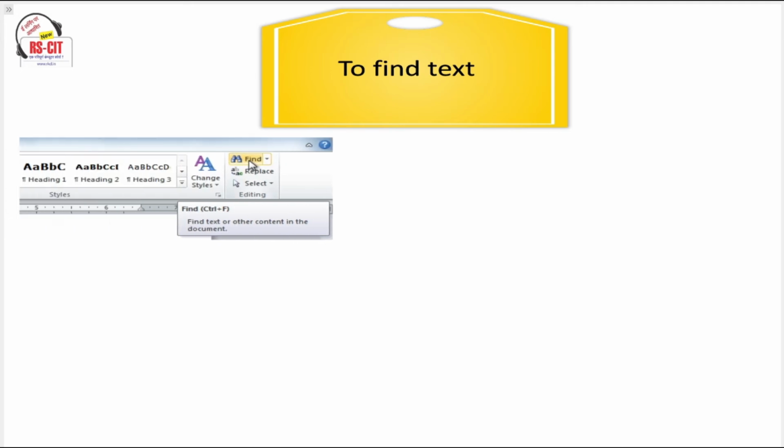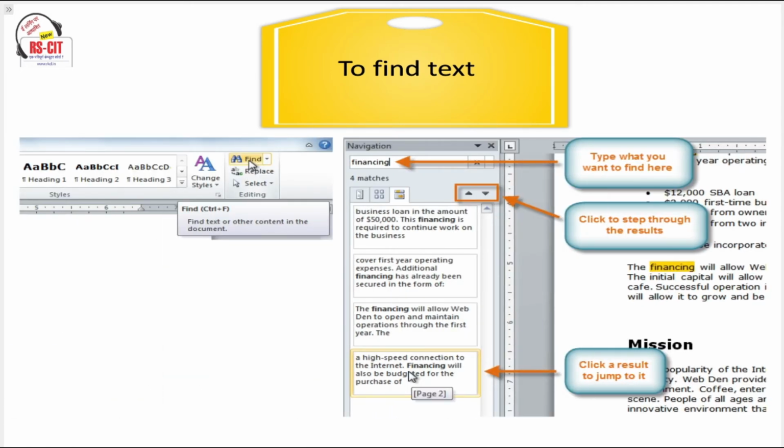To find text, go to Home tab, Editing Group, and click on Find command. The navigation pane will appear on the left side of the screen. Type the text you want to search in the box provided at the top of the navigation pane.